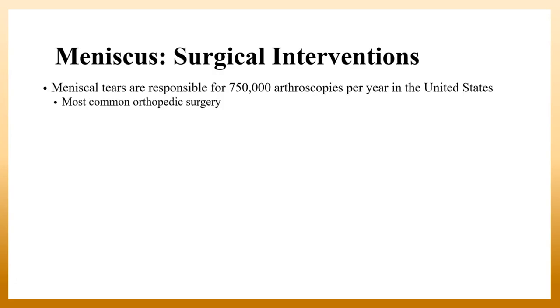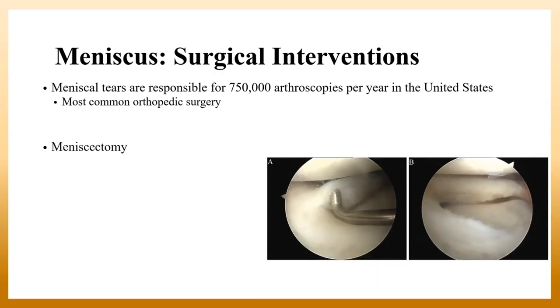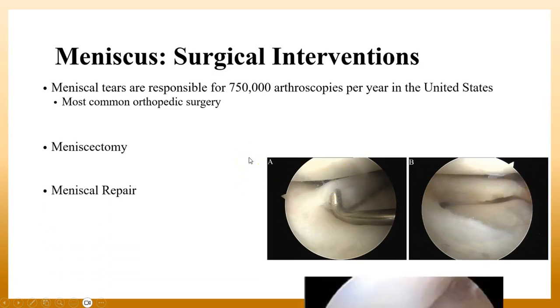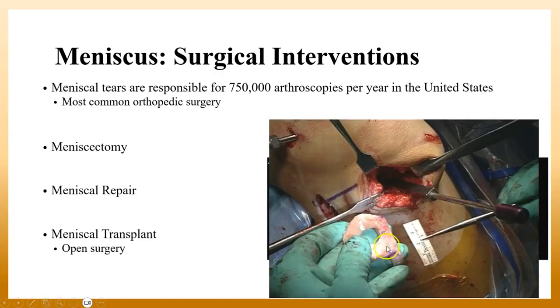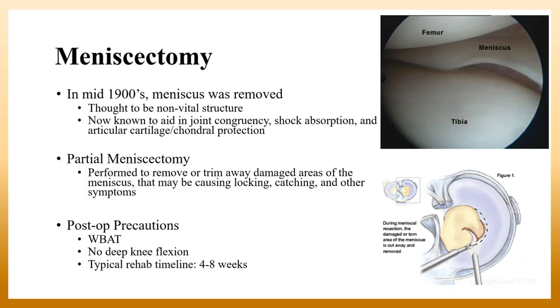Surgical intervention here with the meniscus, they're usually responsible for 750,000 arthroscopies per year in the United States, the most common orthopedic surgery. A meniscectomy looks like this. They go in, you can see this flap of tissue. They go in and they trim that up so that this flap doesn't get caught and create pinching and pain. A meniscal repair looks like this. They go in and suture the tear. And then finally, a meniscal transplant is more of an open surgery. They actually get a donor and they insert this into the knee and fixate it. It's a very complex surgery, and not many surgeons do it, but that is a newer technique they're doing.